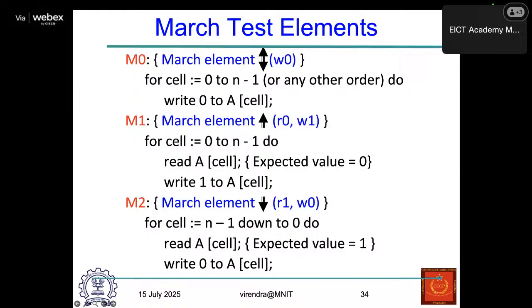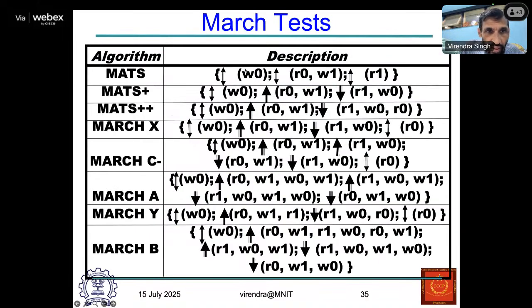I have not discussed this one. There is a reason. I'll come to that point in the next class. That's what I said many times: forget about this W0. Consider this March test as W0, R0, W1, and R1. This can test all the stuck-at faults and some transition faults.